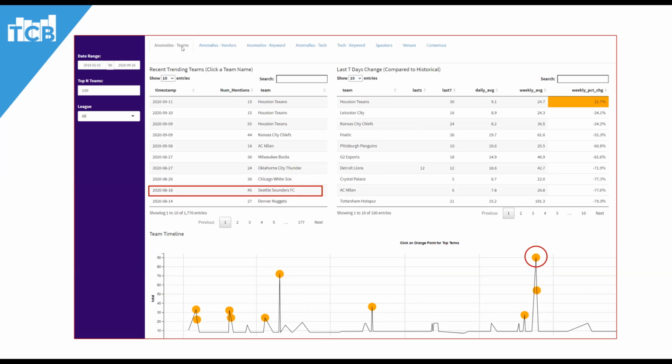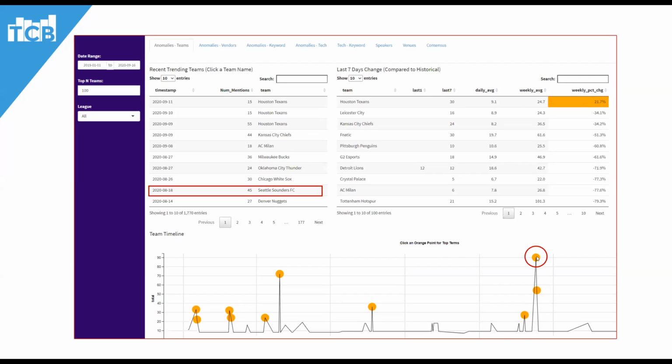We're running anomaly detection on Teams. You'll get a listing here of an anomaly that was found for a specific team. Over here, you're just seeing some basic summary statistics on the mentions and whether they've increased week over week or not. When you click one of these teams, like the Seattle Sounders, I want to know why they were mentioned so many times on August 18th, and why did anomaly detection pick it up?